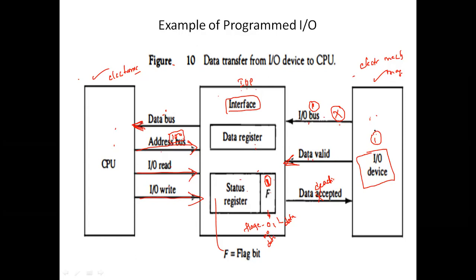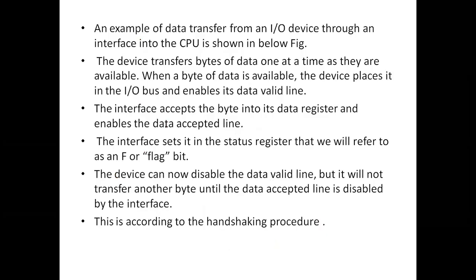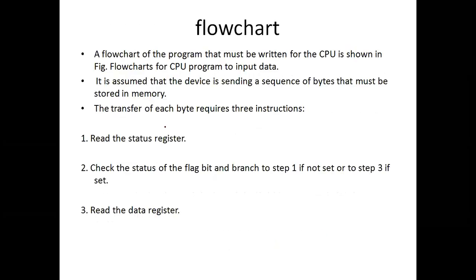What is the drawback? The CPU has to wait. The CPU keeps on checking the data bus to see whether any data is valid or not. Instead of doing its work, it keeps on checking and unnecessarily waiting to check the data bus. So this is the drawback in programmed IO. This is the theory part that I have explained.